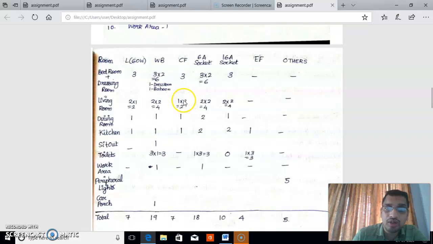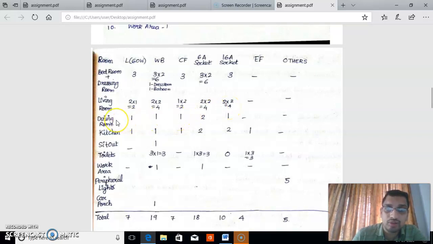Then minimum requirement of ceiling fan, that is 1. So 2 into 1. 2 number of living rooms are there, so total ceiling fan in living rooms 2. Then 6 ampere socket. 2 6 ampere sockets are required in one living room. So 2 into 2, 4. Then 16 ampere socket, 2 16 ampere sockets are required. So 2 into 2, that is 4.